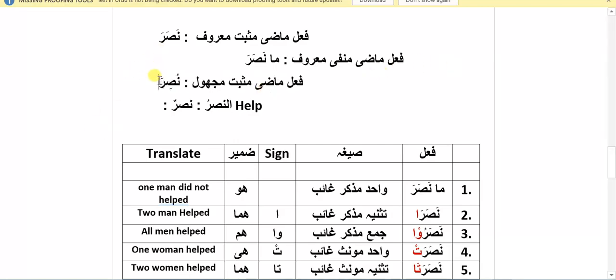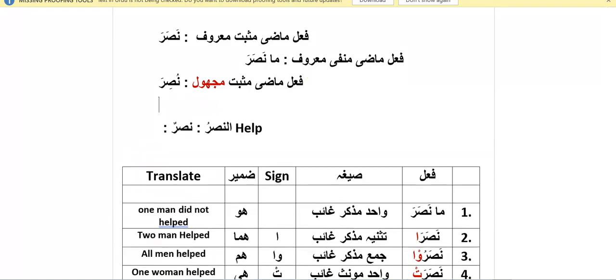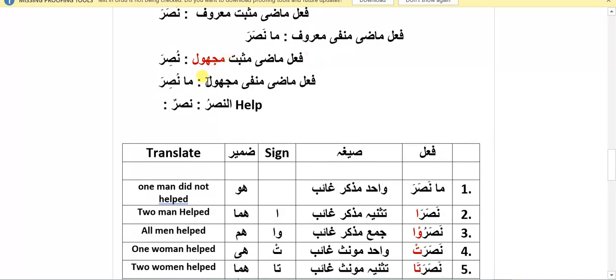Now simply just change the i'rab. So the noon with zamma, sad with kasra, and ra with fatha. Now nusira means one man being helped. Who helped him? We have no idea because it's a majhul. The fa'il is unknown. Then we have fi'l mazi manfi majhul, ma nusira. One man was not helped. Who did not help him? We have no idea because this is majhul.